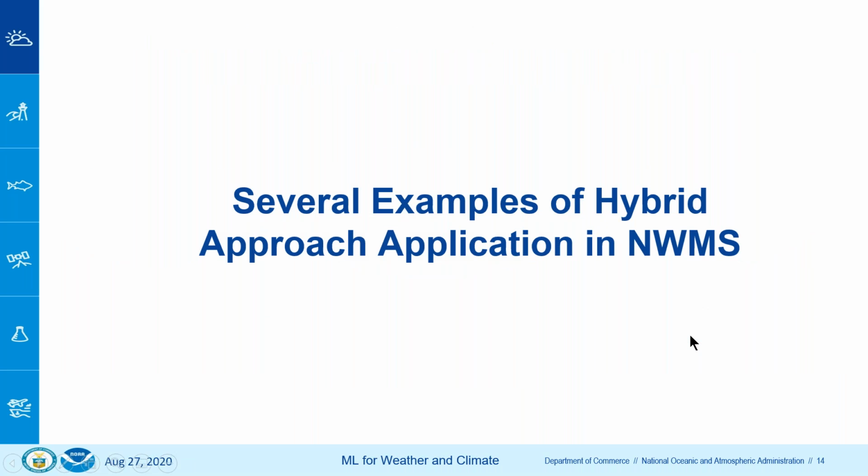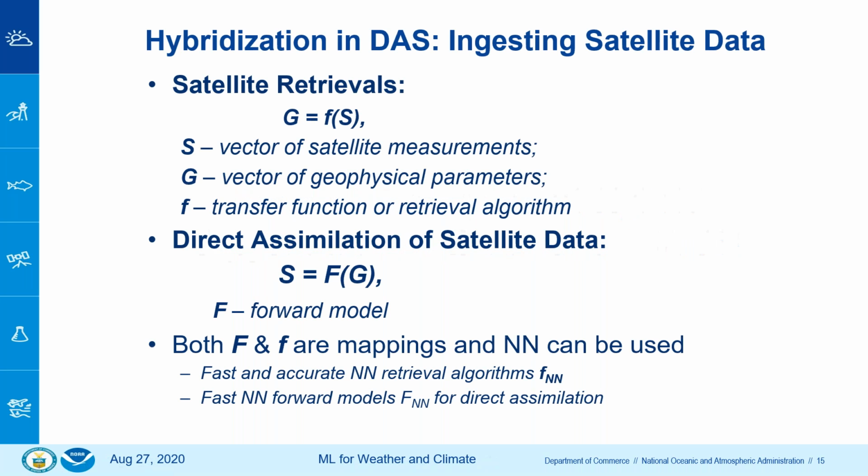Now let's switch to examples. The first example is hybridization in DAS, ingesting satellite data. To ingest satellite data in data assimilation, two mappings are used: a retrieval algorithm and a forward model. They both are mappings between two vectors, the vector of satellite measurements and the vector of geophysical parameters. And machine learning or a neural network can provide fast, accurate retrieval algorithms and fast forward models for direct assimilation.